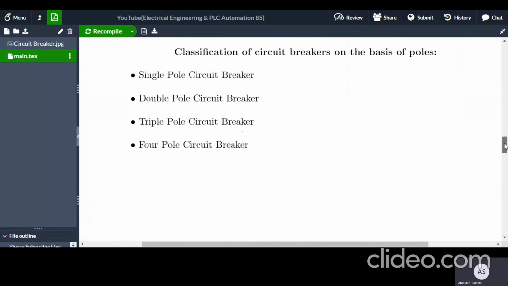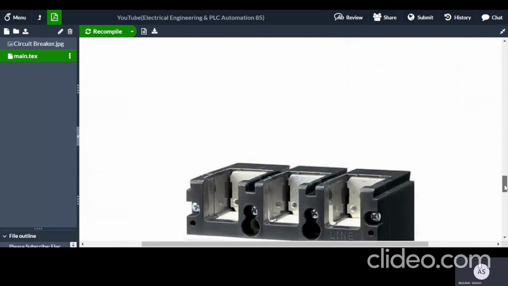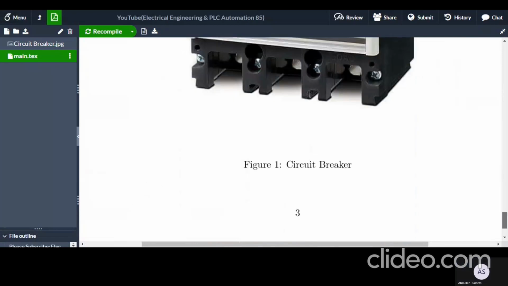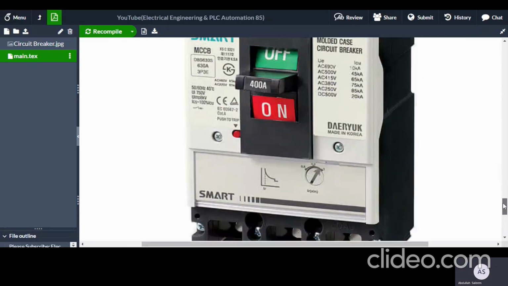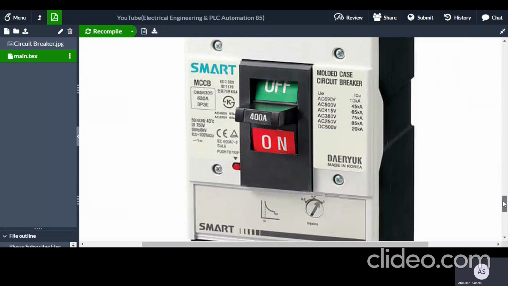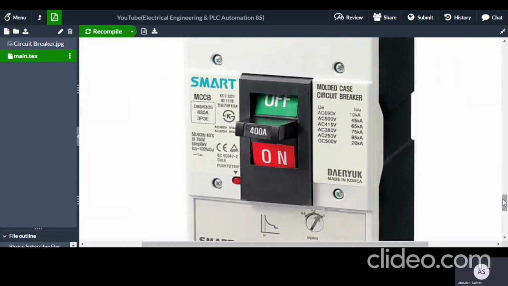So this is all about today's video lecture, and in the upcoming video lecture you will learn detailed knowledge about circuit breakers depending on mediums, voltage levels, poles, and protection schemes.